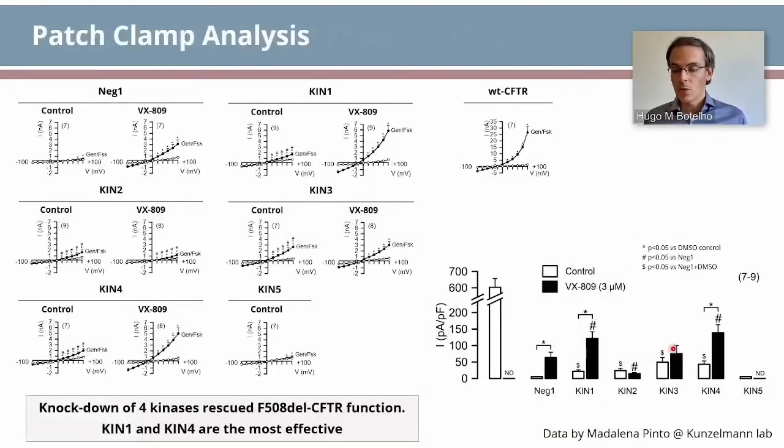To test whether the kinase knockdowns also restore FA-Del CFTR function, we performed patch clamping experiments. Functional rescue was observed when knocking down kin1 through kin4, but not kin5. Overall, the most effective knockdowns were those of kin1 and kin4, not only for the magnitude of functional rescue, but also because of the additivity with corrector VX809.